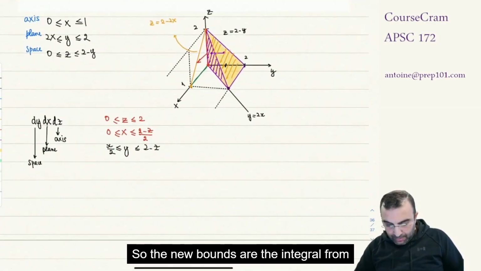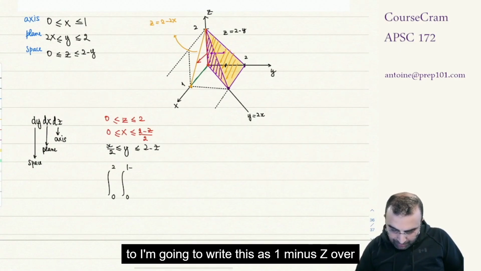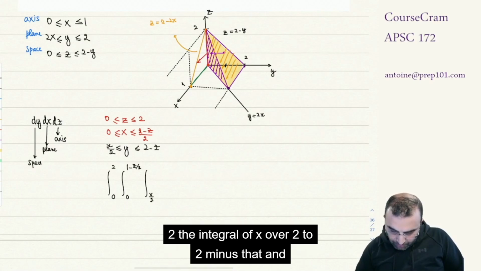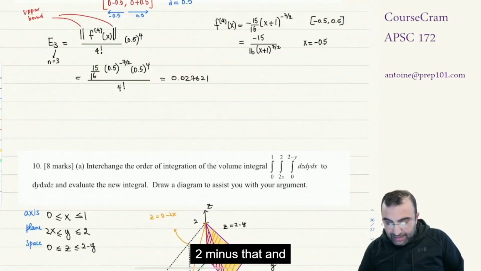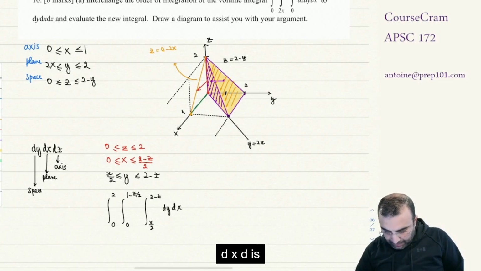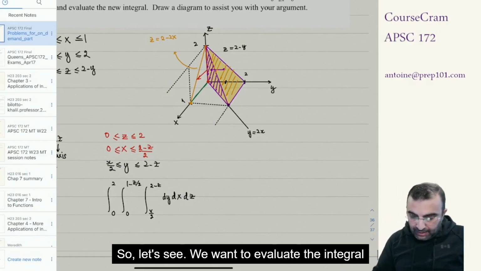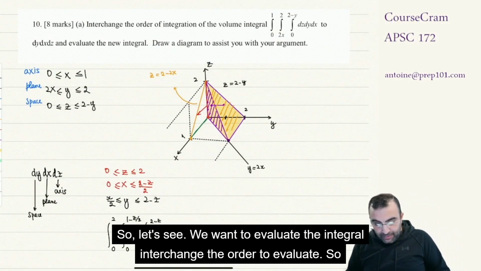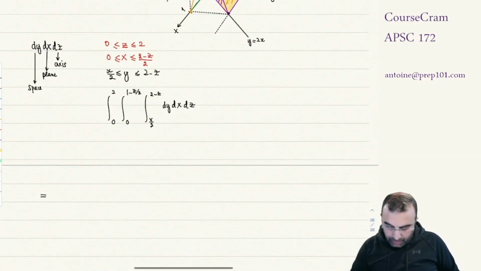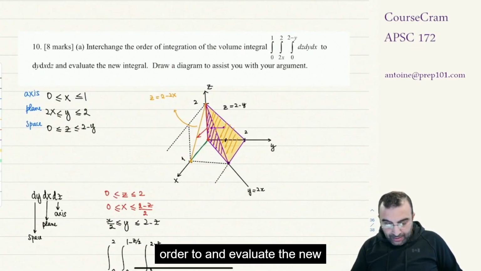So the new bounds are the integral from 0 to 2, the integral from 0 to, I'm going to write this as 1 minus z over 2, the integral of x over 2 to 2 minus z, and that's just the integral now dy dx dz. So let's see, we want to evaluate the integral, interchange the order to evaluate. So this is going to be tedious evaluation, but why not?